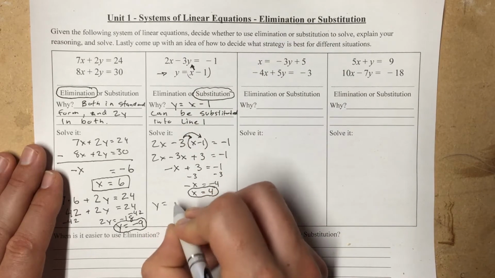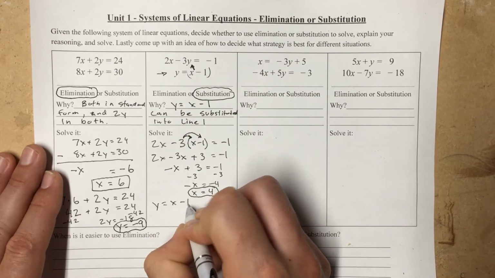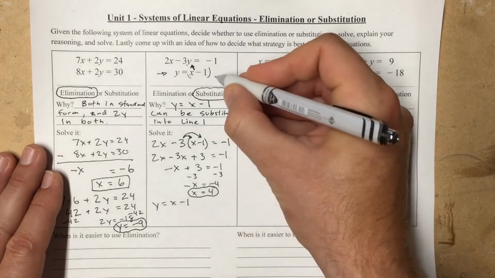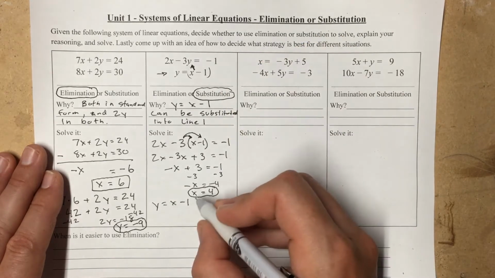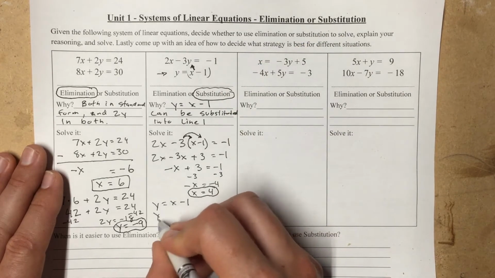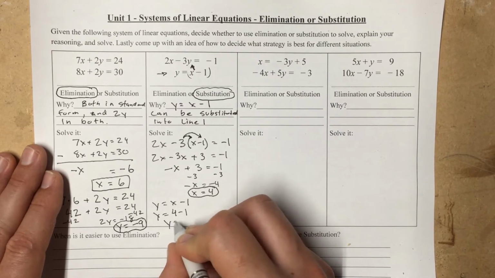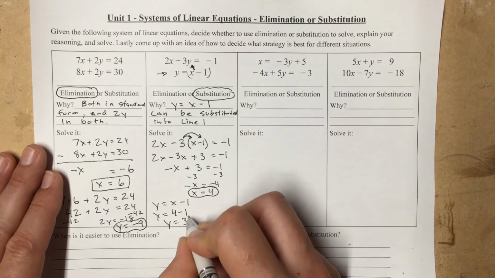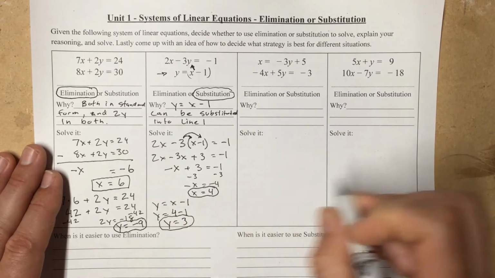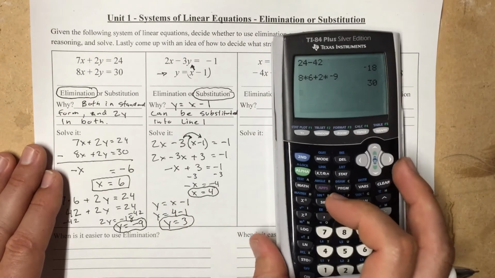So y is equal to x minus 1. We know this is a true statement. It says so right here. X is equal to 4, so I'm just going to plug in my 4 for x minus 1. So y is equal to 4 minus 1, which is 3. Right on.